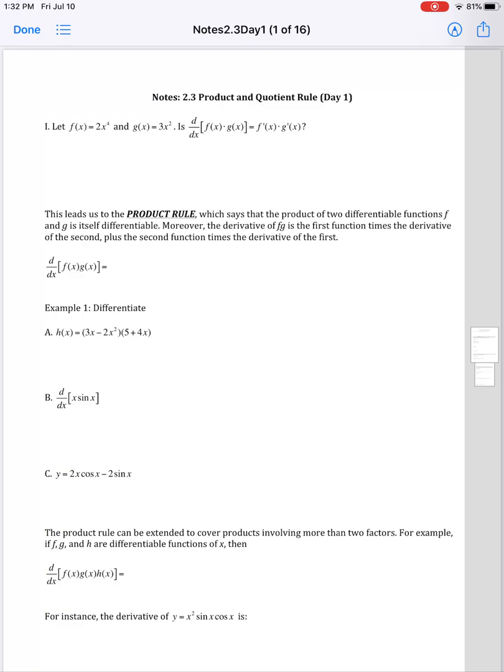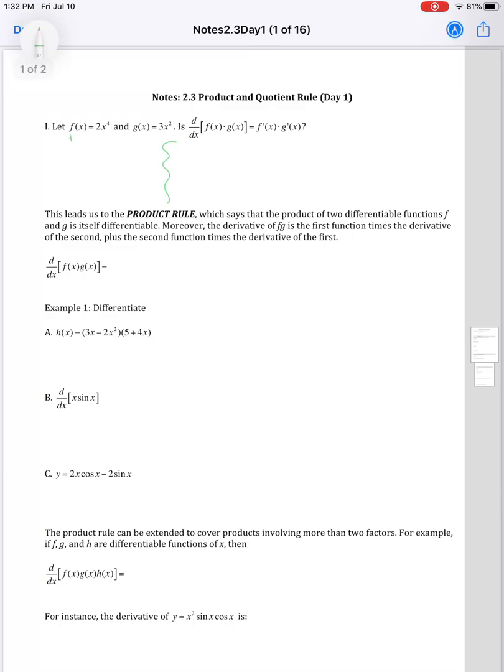So the next section we're going to talk about, first part is the product and the quotient rule, because so far we haven't had any rules where if you had things being multiplied together, you could just find the derivatives separately and then multiply them. So it says, let f of x be 2x to the fourth and g of x be 3x squared. Is the derivative of the product equal to the product of the derivatives?